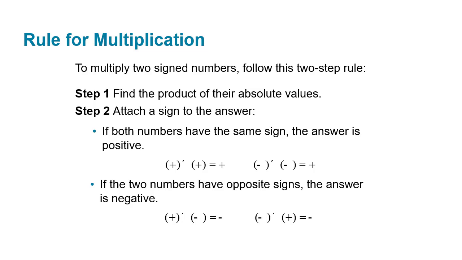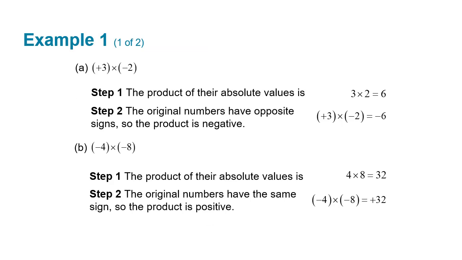Well, if the two numbers you started with were both positive, the answer is positive. If they were both negative, the answer is positive. And if they have opposite signs, they're negative. So that's the easiest thing to remember. If they have the same sign, they're both positive or they're both negative, then the answer is positive. And if they have opposite signs, one of them is positive, one of them is negative, then the answer is negative. So here's a couple quick examples.